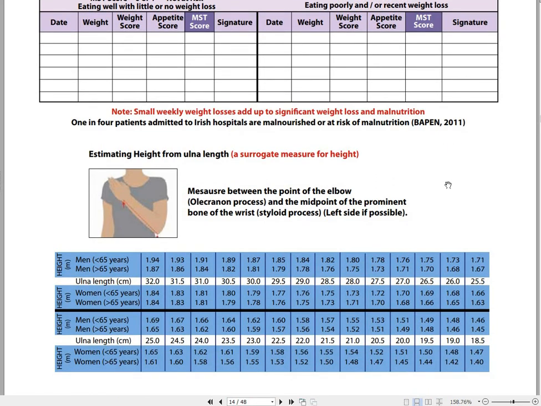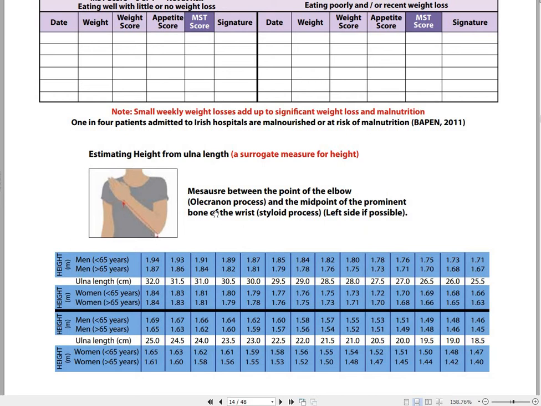So sometimes it is difficult to get a height on a patient if they are unable to stand. So we can estimate the patient's height by getting an ulna measurement. So this is how to estimate height from ulna length, a surrogate measure for height. So measure between the point of the elbow and the midpoint of the prominent bone of the wrist, the left side if possible, and you have a diagram there.